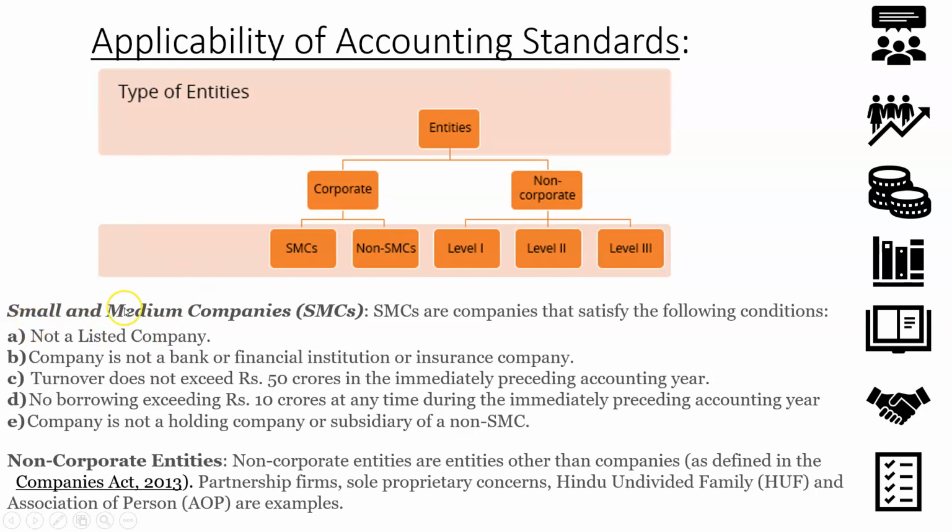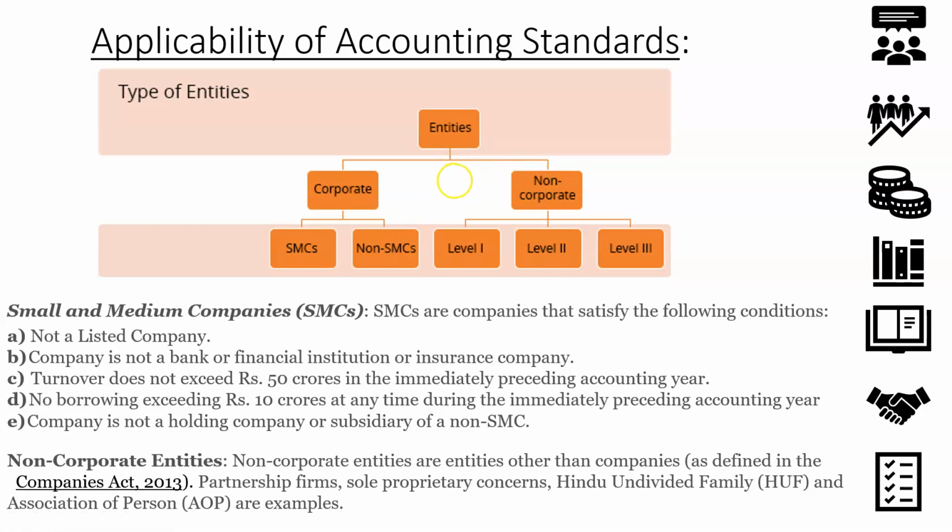Say the SMCs have to follow 10 of them, but the non-SMCs that are big in size and having big turnover and big borrowings, they have to follow all the accounting standards. So that is why we make a distinction between them: these companies have to follow some of the accounting standards, but those companies have to follow every accounting standard.